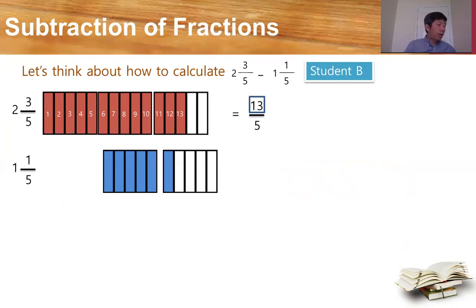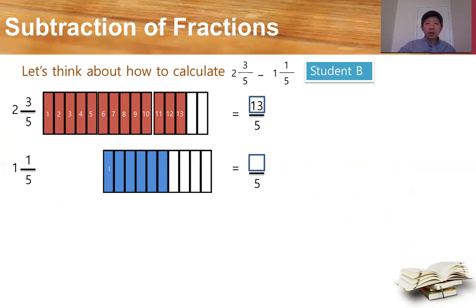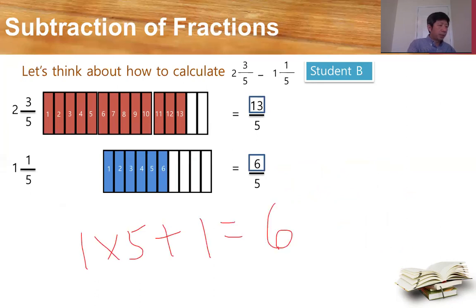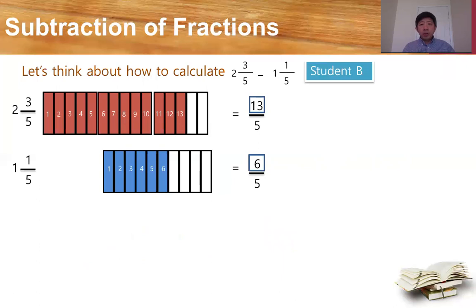Now what about 1 and 1/5? We can change this into what? 6. All right, 6 out of 5, right? 6 out of 5. We actually take 1 times 5 plus 1. That's why we got a 6, okay? So now we want to subtract 13 over 5 minus 6 over 5.